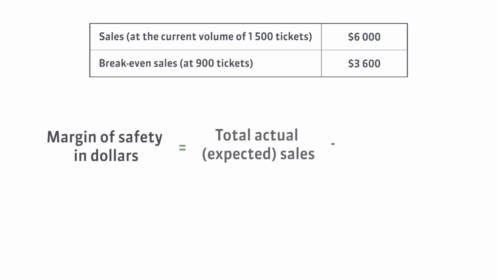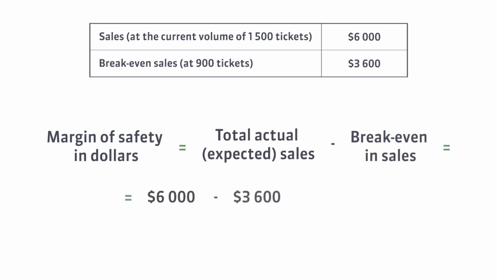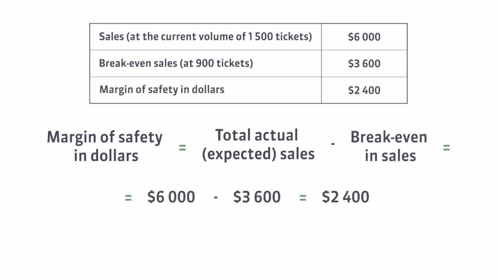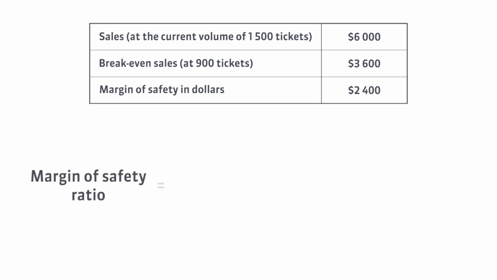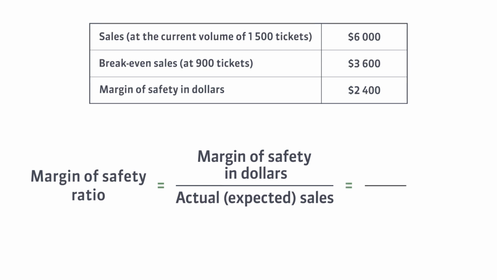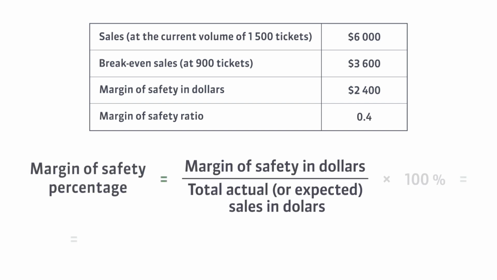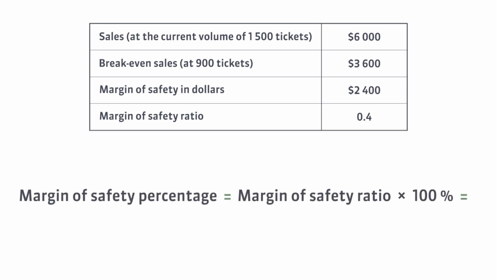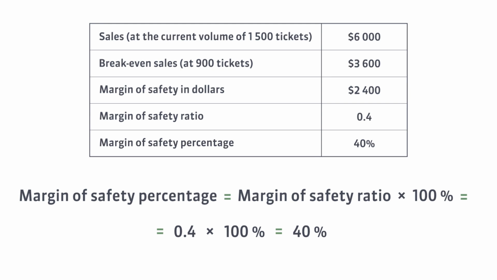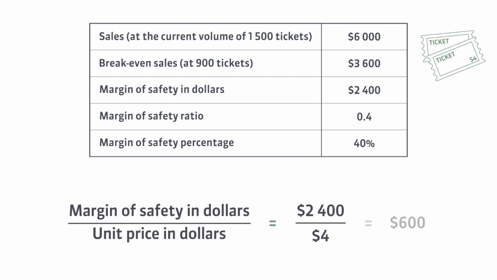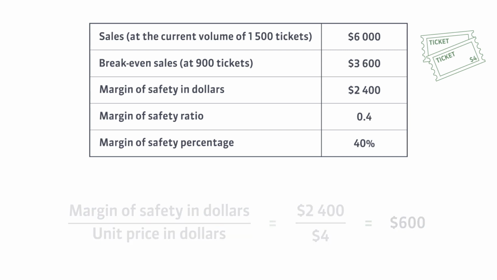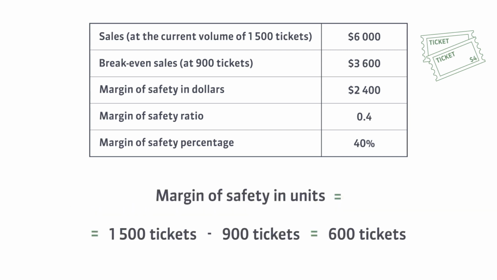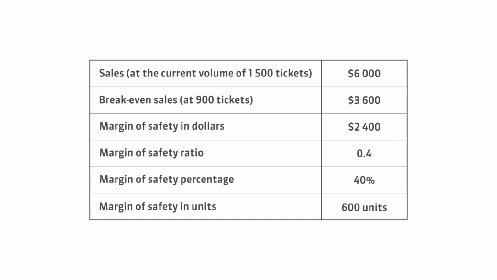In this case, the margin of safety in dollars is $2,400. The margin of safety ratio is 0.4. The margin of safety in percentage is therefore 40%. Since the museum sells only tickets, let's also calculate the margin of safety in units. Let me interpret the results now.